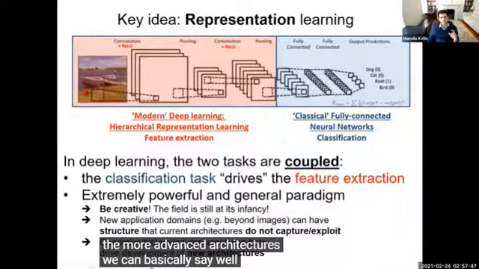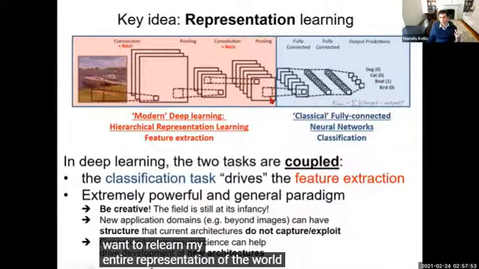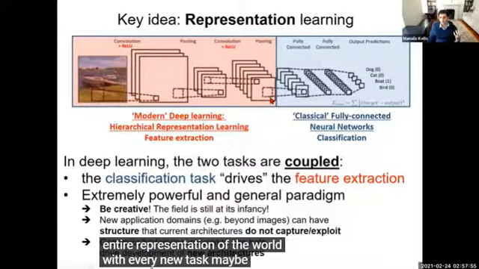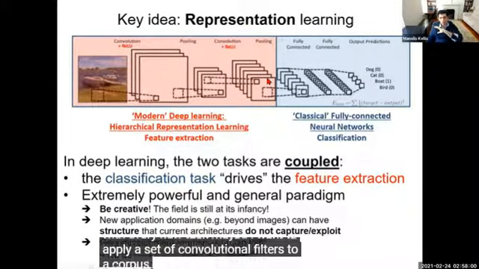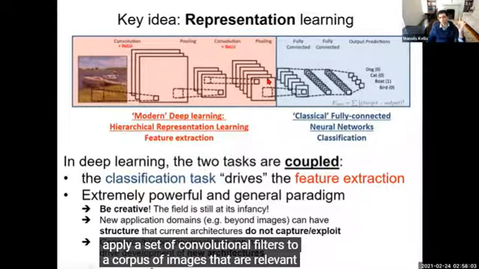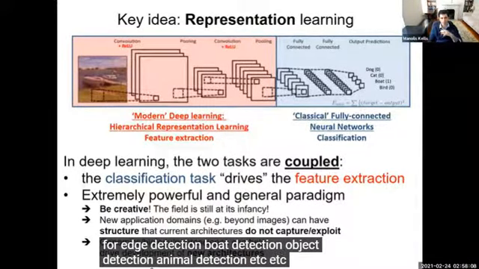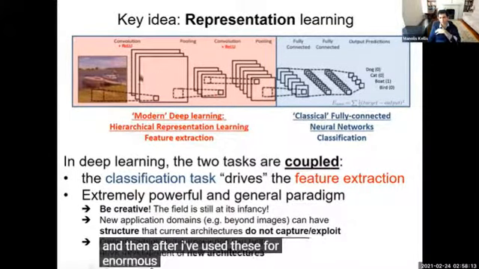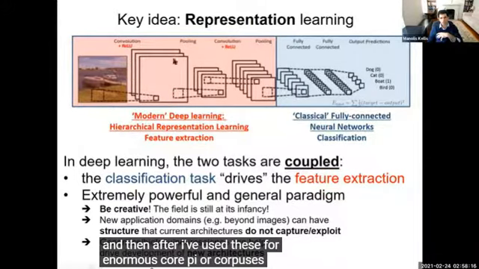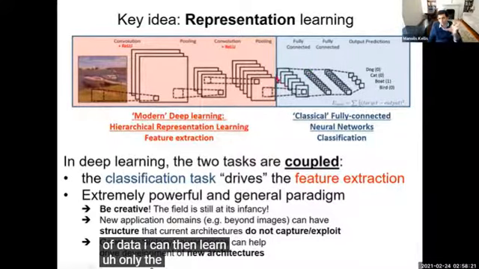We can basically say, well, maybe I don't want to relearn my entire representation of the world with every new task. Maybe I want to apply a set of convolutional filters to a corpus of images that are relevant for edge detection, boat detection, object detection, animal detection, et cetera. And then after I've used these for an enormous corpus of data, I can then learn only the last layers for the particular feature at hand.